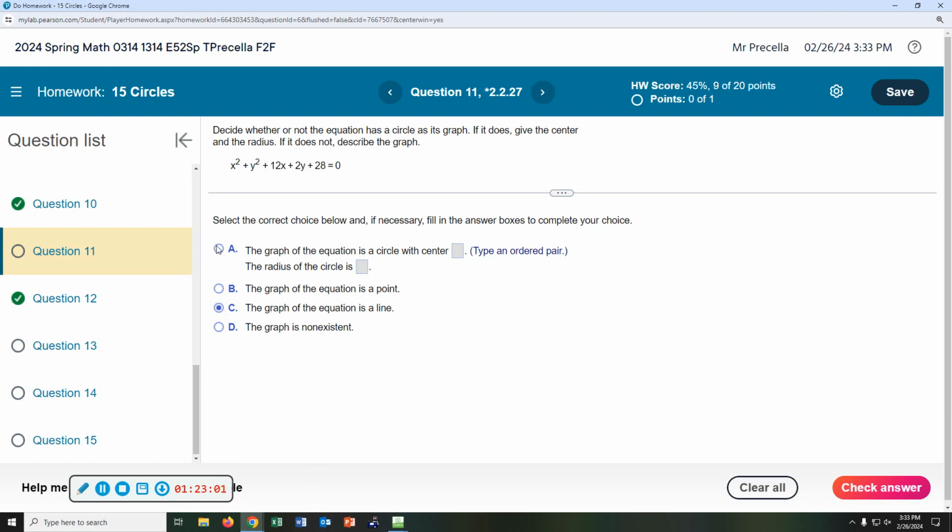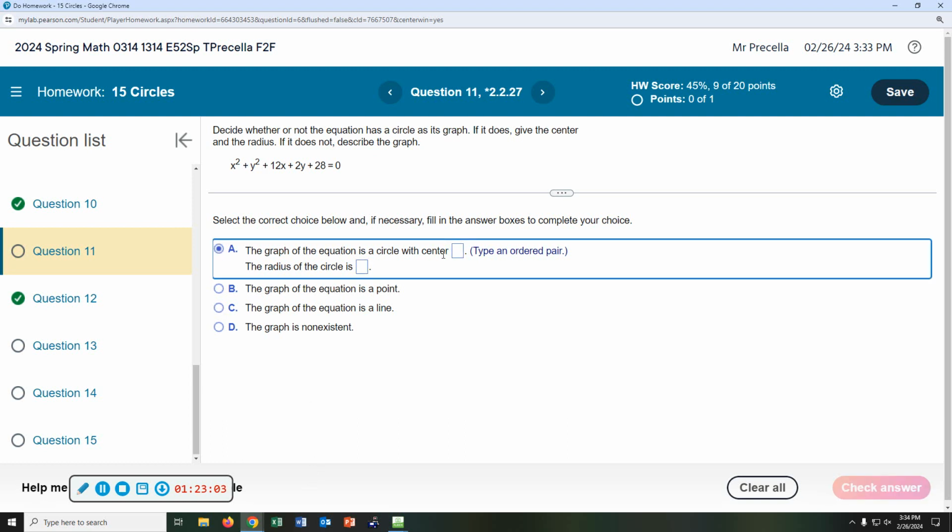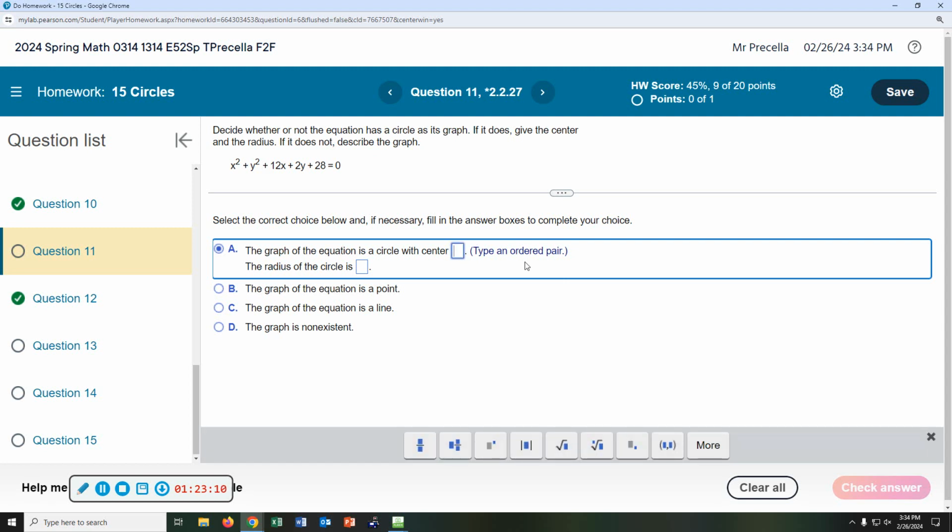So choose the option that it's a circle. And what was that center? Negative 6, negative 1. If you don't put that in parentheses, it's going to count it wrong. When you're doing your homework, if you didn't put the negative 1 in parentheses, you can correct it. Can you do that on the test? No. Radius is 3.